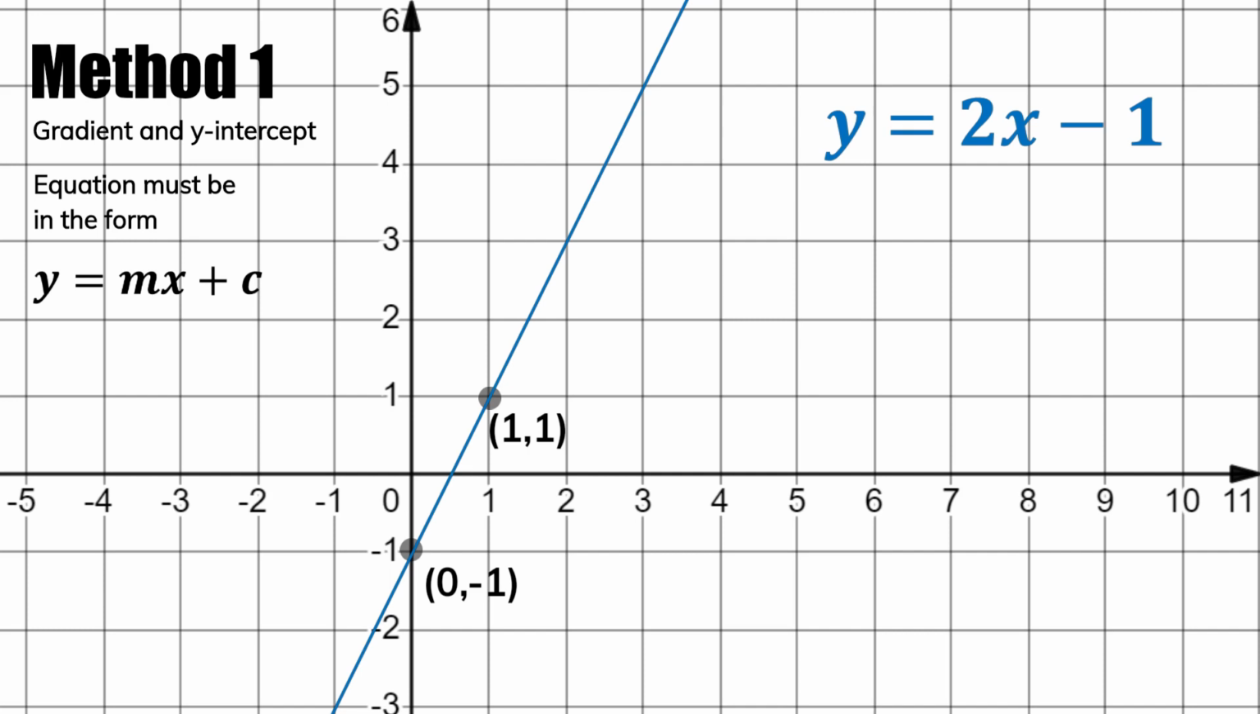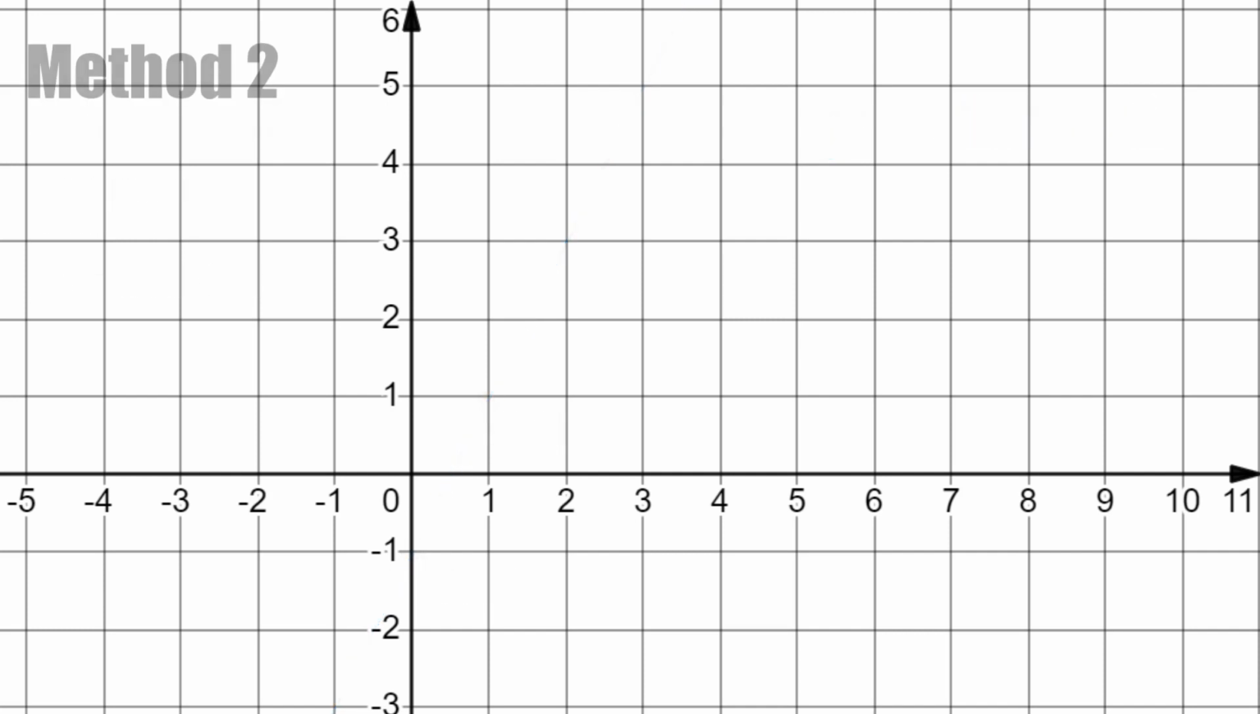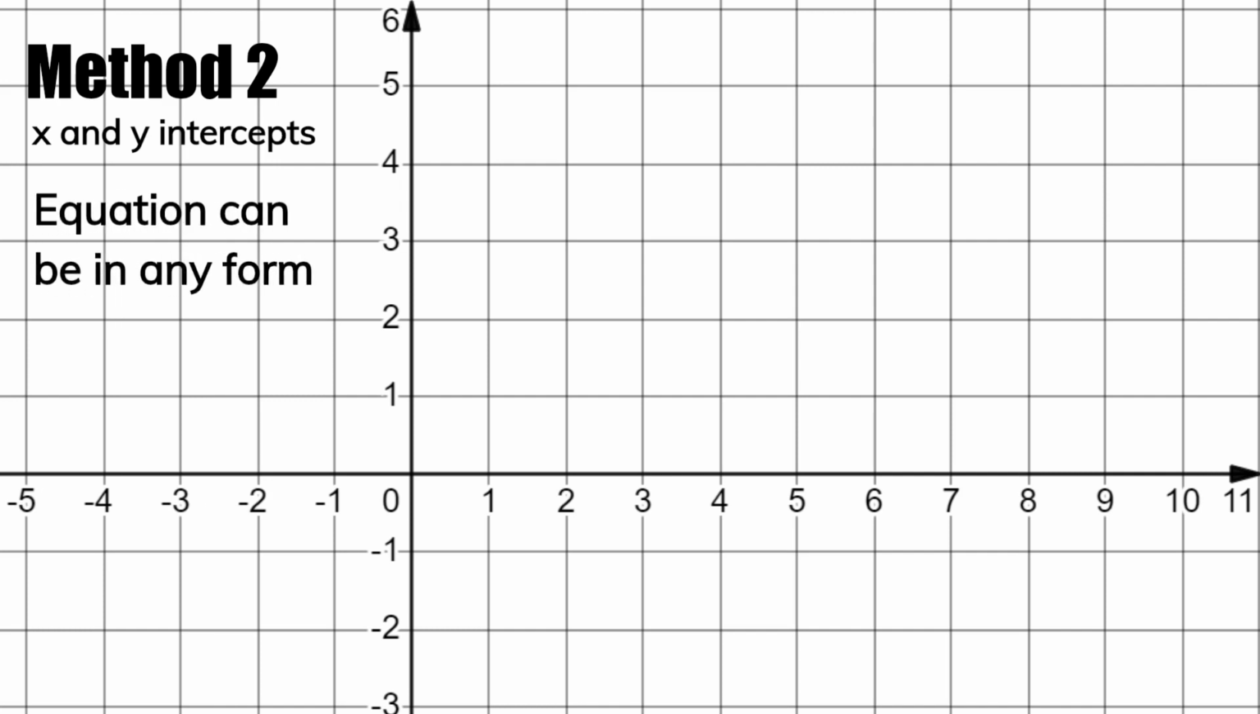That is method 1. Method 2. In this method, we find the x and y intercepts of our straight line, and then we can graph it. The advantage to this method is that the equation can be in any form, although we will keep using what we had before, so y equals 2x minus 1, just so we can see how to achieve the same result using a different method. So let's calculate the y-intercept.